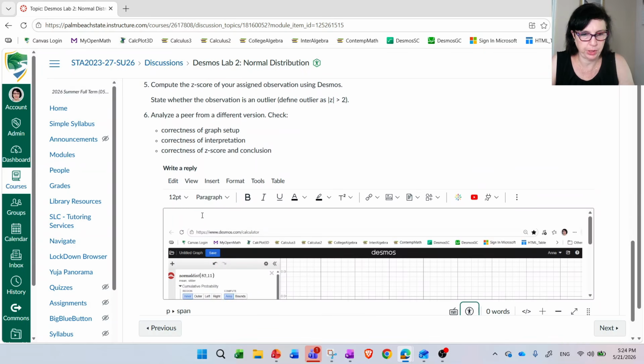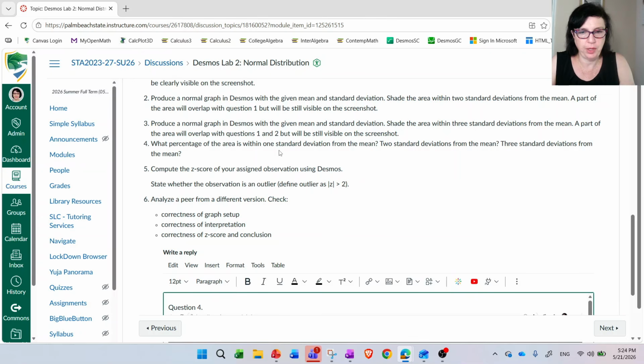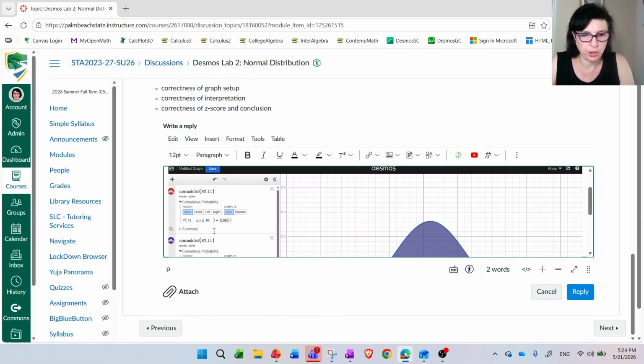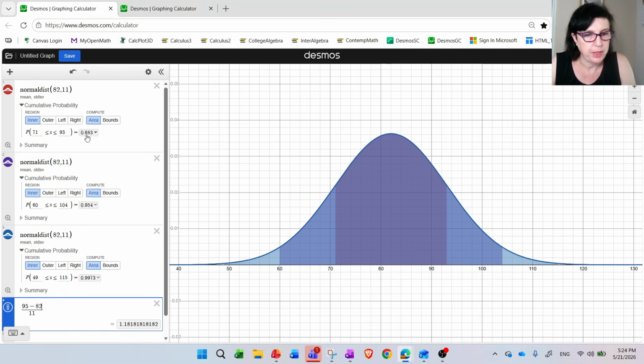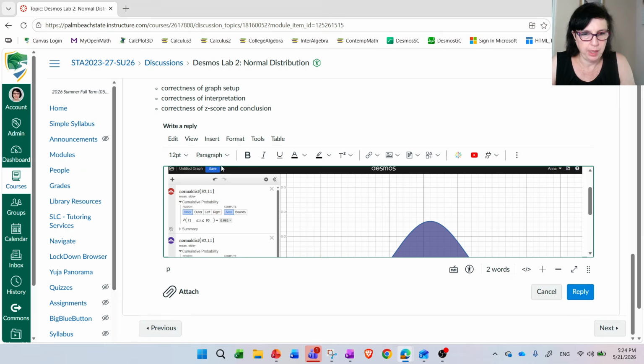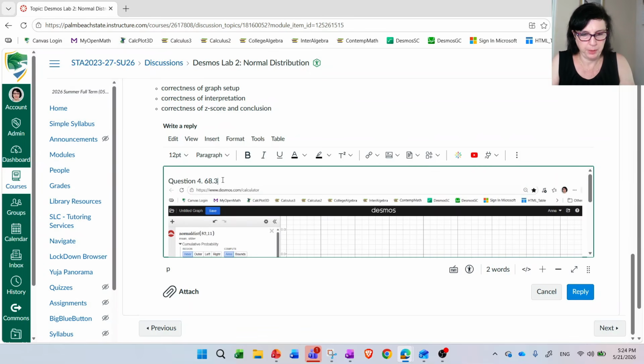The questions say, so let's start with question number 4. I need to say what percentage of the area is within one standard deviation. So I can look at my picture. Actually, it's probably easier to look over here. The percentage of the area within one standard deviation is given by 0.683. It's right here, but you need to multiply it by 100. So that's going to be 68.3. Okay, I will say 68.3% of the area is within one standard deviation from the mean.